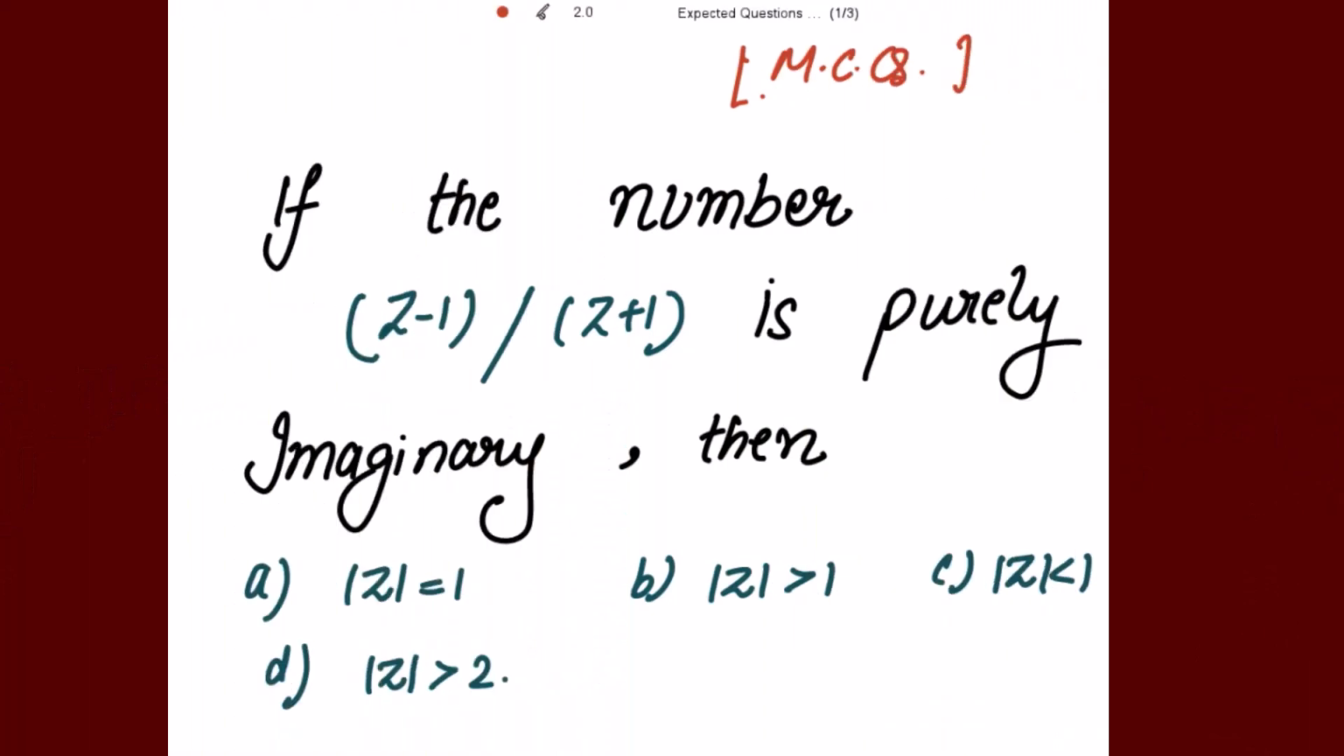This is a multiple choice question, very important. If the number (z − 1)/(z + 1) is purely imaginary, then the options are: |z| = 1, or |z| > 1, or |z| < 1, or |z| > 2. What could the option be? It is given to us that this number is purely imaginary.